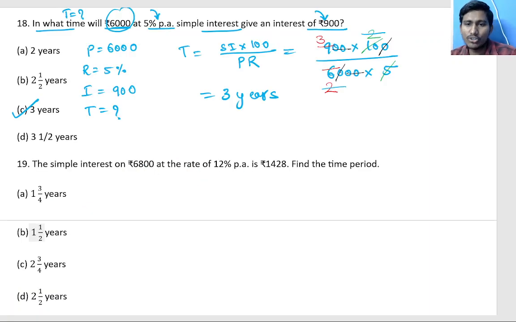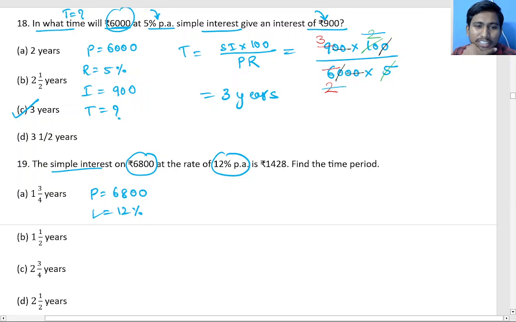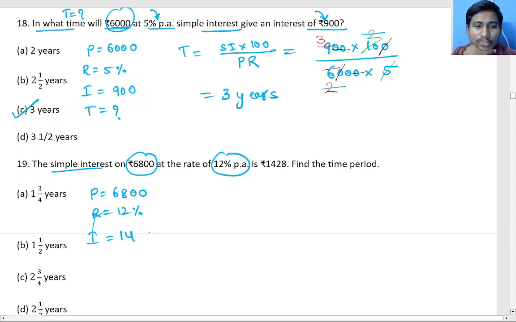So now let us do the 19th question. It is the same way. In the same way, the simple interest on 6800, that is the principal, right? 6800, rate of interest 12%. Interest is 1428. So 1428 is the interest, and they are asking to find the time period.